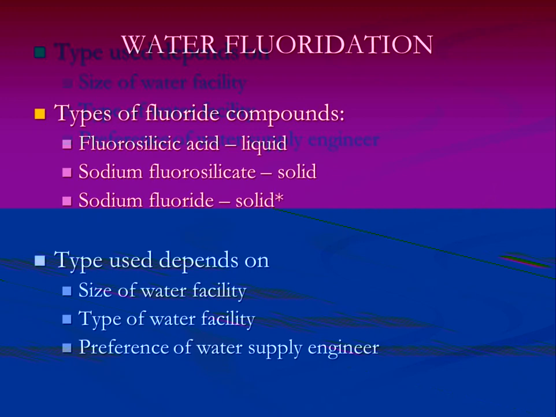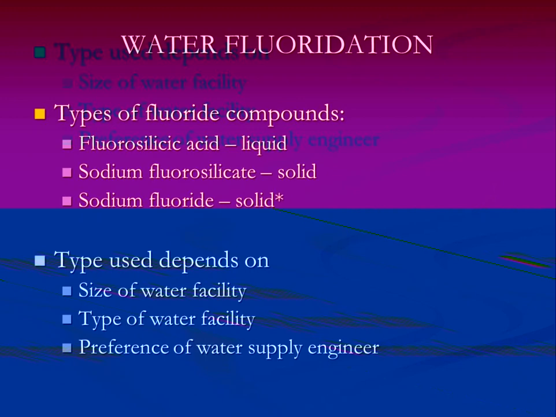So there are three different types of fluoride compounds. We have the fluorosilicate acid, which is a liquid. It's the most expensive. Then you have the sodium fluorosilicate, which is a solid. And then you have the sodium fluoride, which is also a solid. It's most commonly used, that's why I have the asterisk there, and it's the least expensive of all of the compounds. And when a water company is looking at what fluoride they need to implement within their system, it really depends on the size of their facility, the type of the facility, and then the water engineer actually gets a large say in that as well.